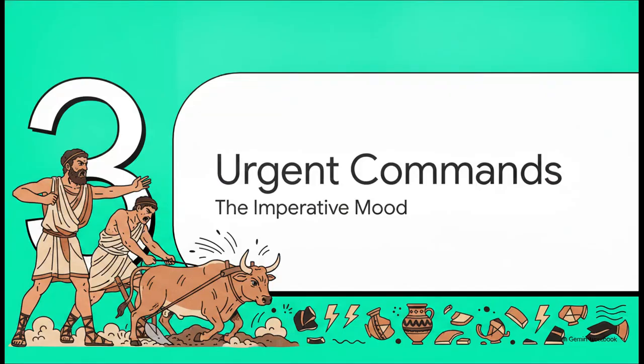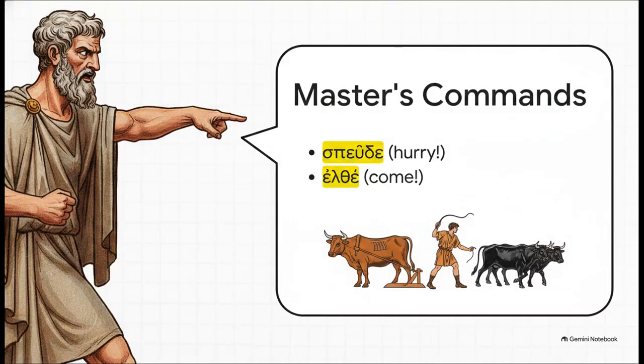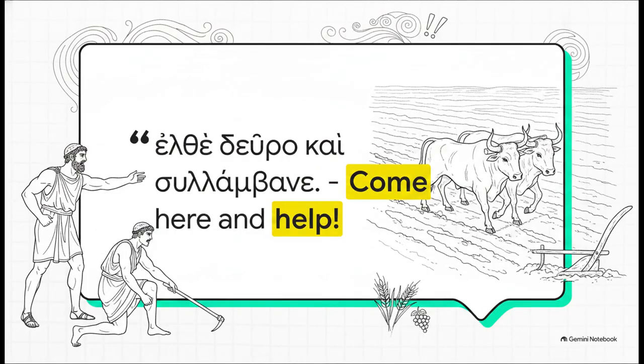Section 3. Urgent commands. Notice this pattern of short, really sharp verb forms. The imperative mood is used to give orders, and let me tell you, Diakopoulos uses it a lot. Spoude, hurry up. Elthe, come here. You instantly recognize the tone of the conversation here. The master is losing his patience fast. Just listen to the frustration dripping from this demand. Elthe deuro kai samlambane. Come here and help.